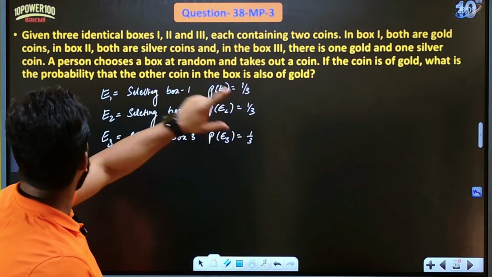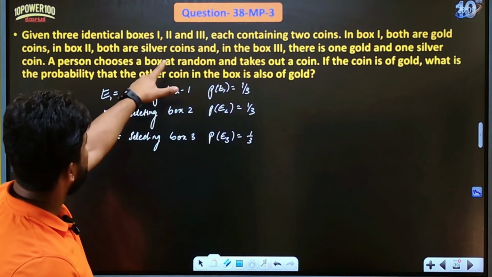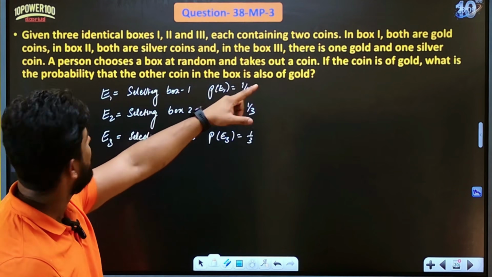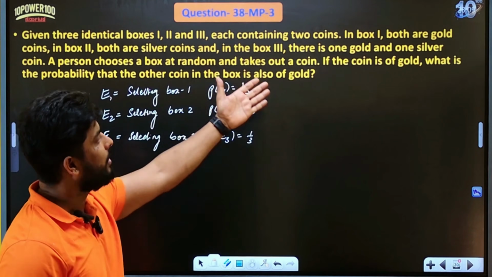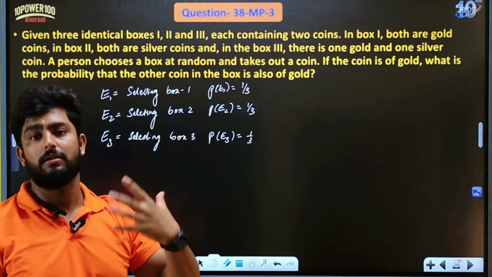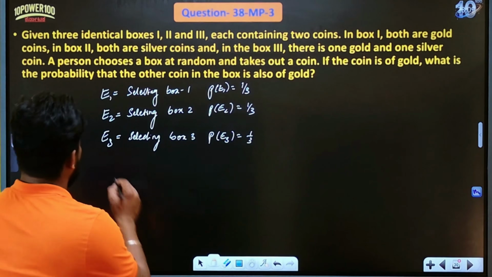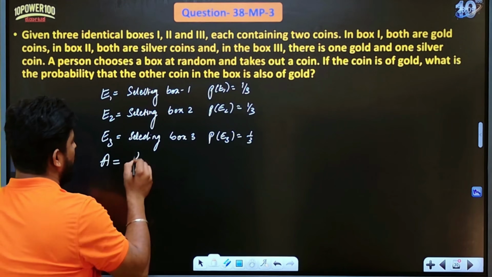In box 1 both are gold. In box 2 both are silver, and in box 3 there is one gold and one silver coin. A person chooses a box at random and takes out a coin. If the coin is gold, that means that the fourth event will be event A. Okay, event A is gold coin, right?